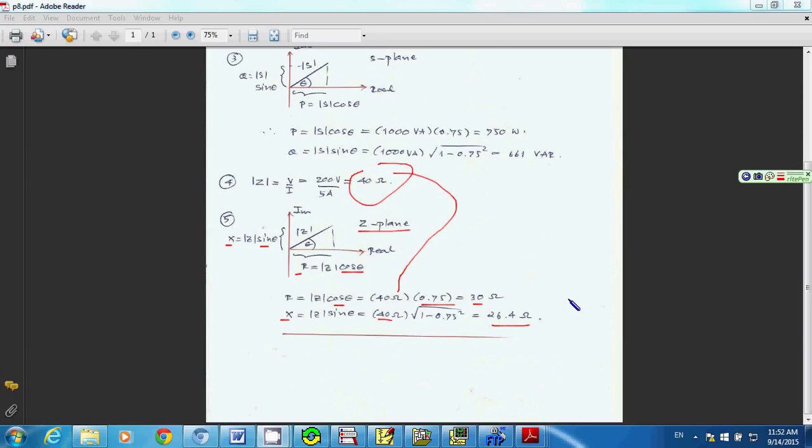Okay, so that's our talk about impedance in terms of R, L, C. This is the series one, and I will move to series 2.